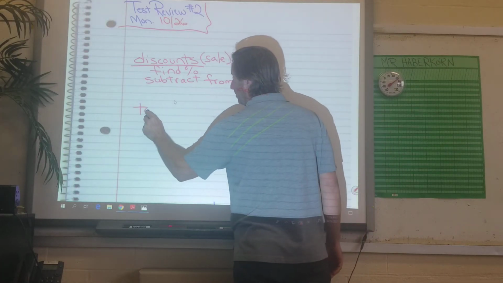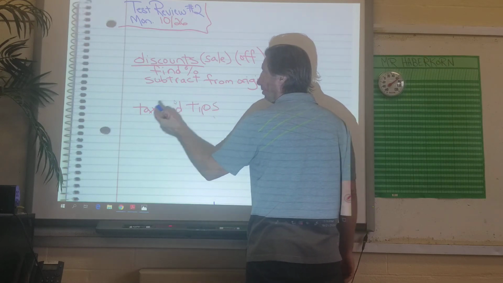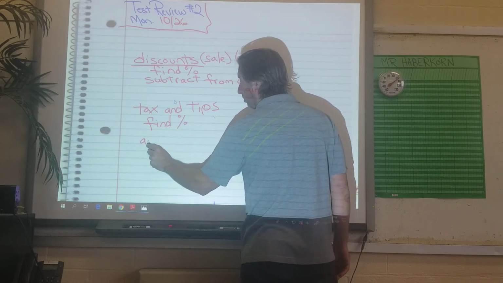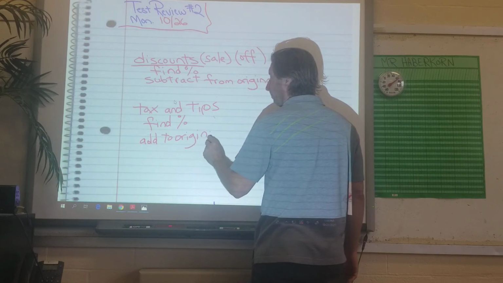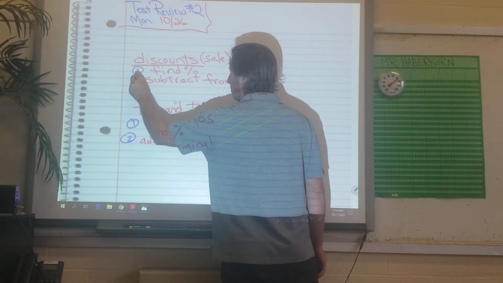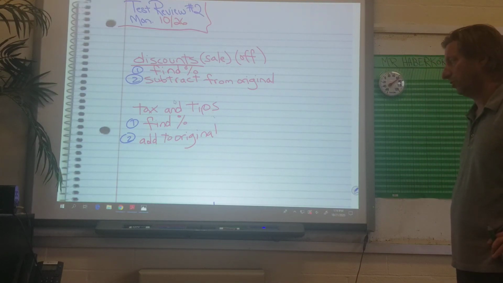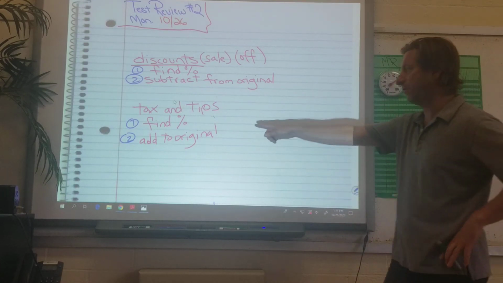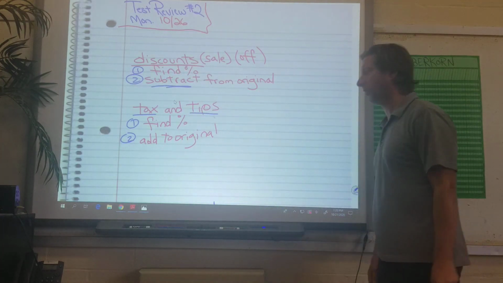And then we had taxes and tips, and those both work the same way. You find the percent, and then you add it to the original amount. So those are all 2 steps, right? So there's 2 things. So you find the percent, and then either add it if it's a tax or tip, and subtract it if it's a discount, okay?